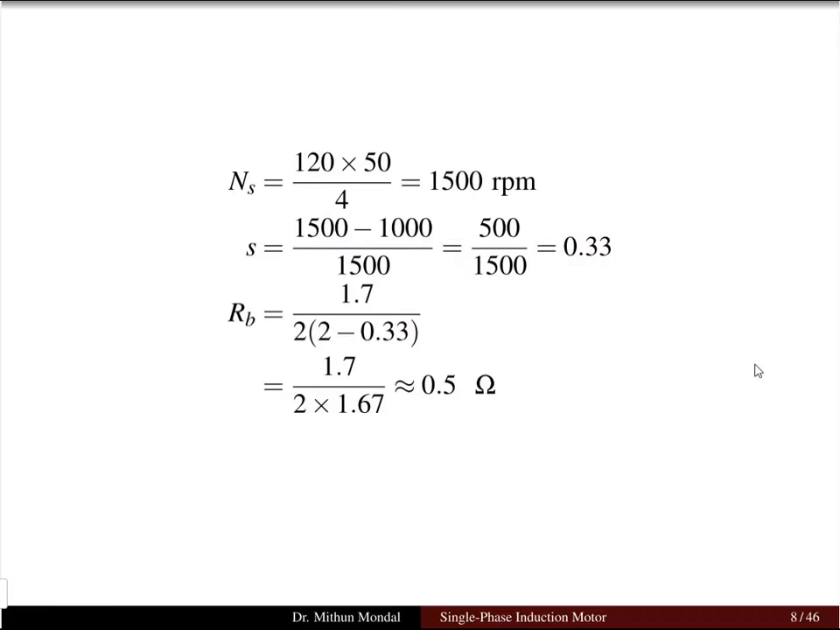Now we can use the formula of the backward branch, the effective resistance. It is what the question is asking. If the question were asking for the forward branch, then we would have taken the other formula. So this is what we have to take. Here you have the rotor resistance at the standstill condition, and this is the slip value. So we have R2 divided by (2 minus s) multiplied with 2, which gives 0.5 ohms as the rotor resistance under backward field condition.